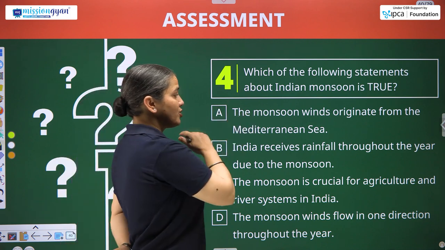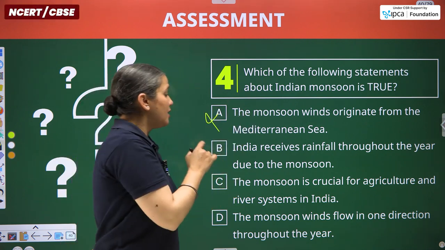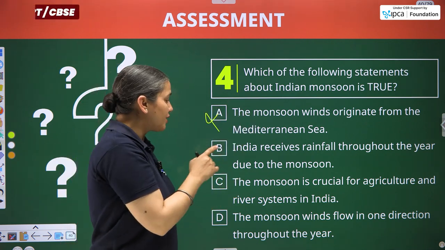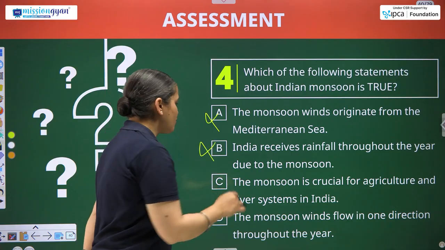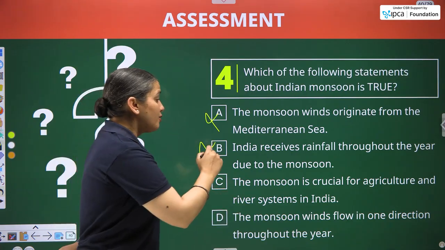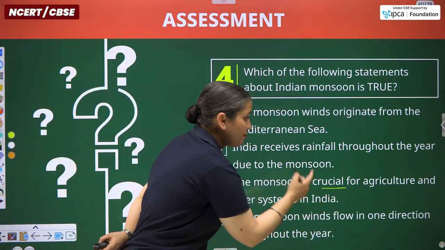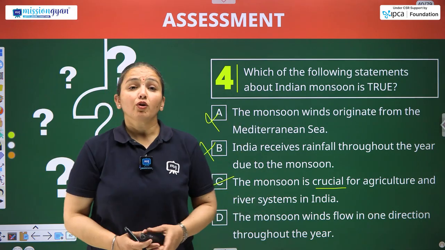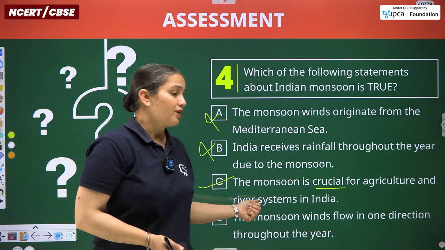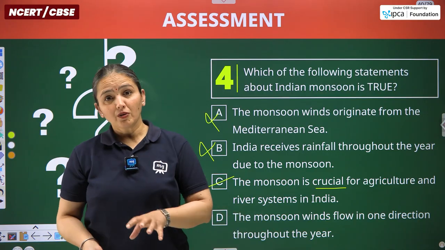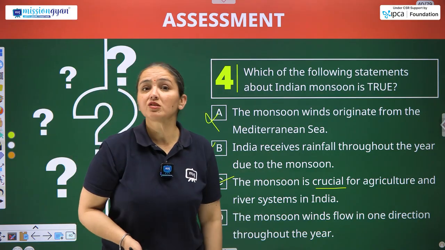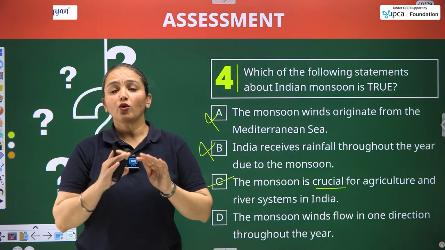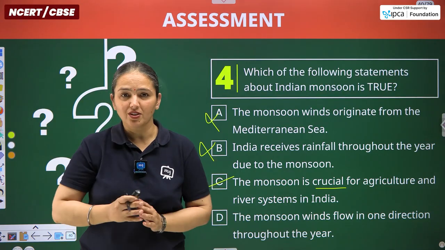The monsoon winds originate from the Mediterranean Sea. India receives rainfall throughout the year due to the monsoon. No, it doesn't rain throughout the year. The monsoon is crucial, very important for agriculture and river systems in India, because peninsular rivers receive water particularly through this monsoon season itself. So that was all about the entire chapter's discussion.